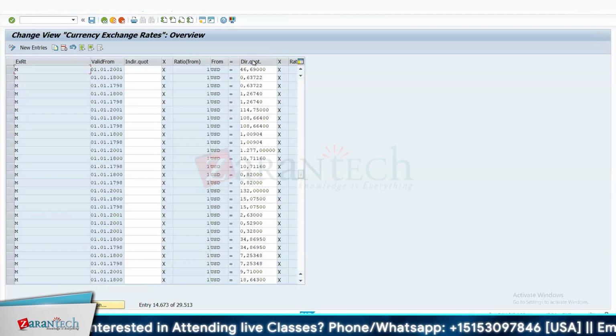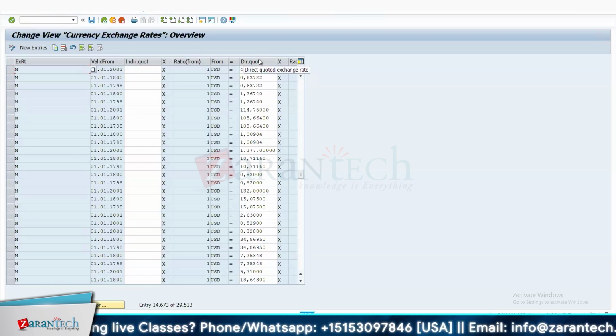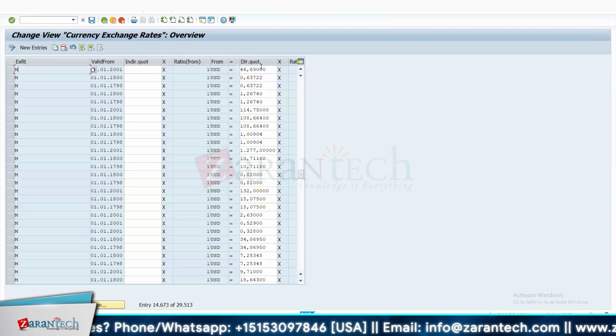Now, if I don't know the rate, I have to go and create the rate manually in the system on a daily basis. So that is again going to waste a lot of time. We need to have a person dedicated to update the rates based on the central bank rates for different countries, and that will be an additional cost for the company.